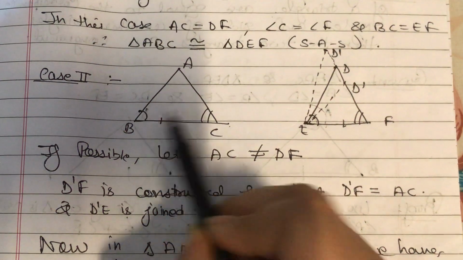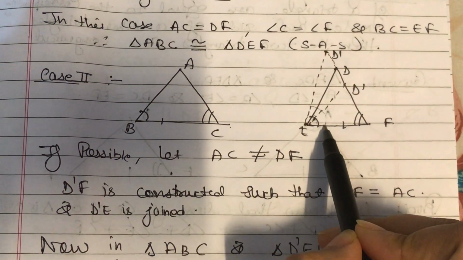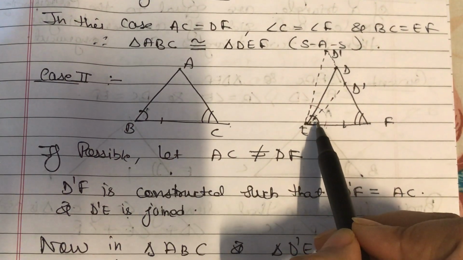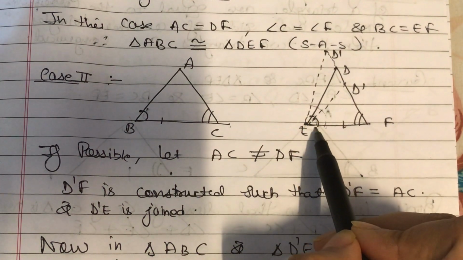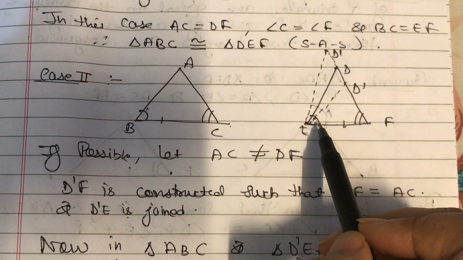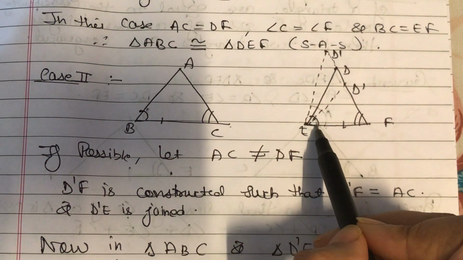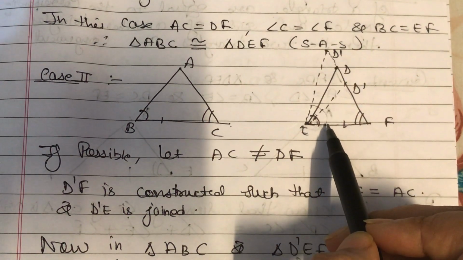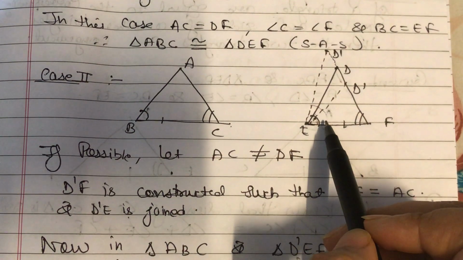Then I can say angle B is equal to this angle. But it is given in the question that this angle is equal to this angle, which means the entire angle is equal to this angle. But it is not possible. Why? Because this is the entire angle and this is a part of it. So a part cannot be equal to the entire one, right? So this contradiction arises because our assumption is wrong.